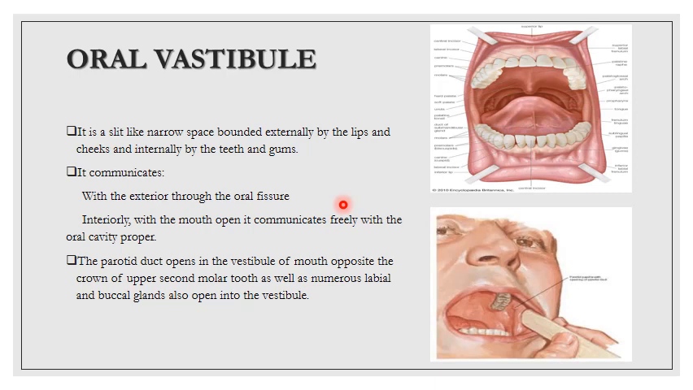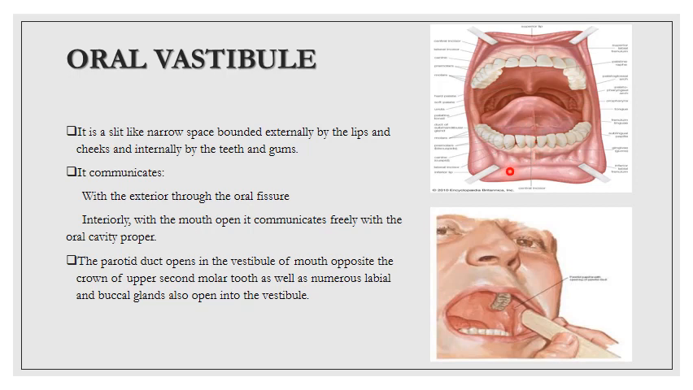Oral vestibule. It is a slit-like narrow space bounded externally by the lips and cheeks and internally by the teeth and gums. Here you can see this narrow space, which is called the vestibule of mouth or oral vestibule, bounded externally by the lips and cheeks and internally by the teeth and gums, upper and lower. Now this communicates with the exterior through the oral fissure and internally it freely communicates with the oral cavity proper when the mouth is open.